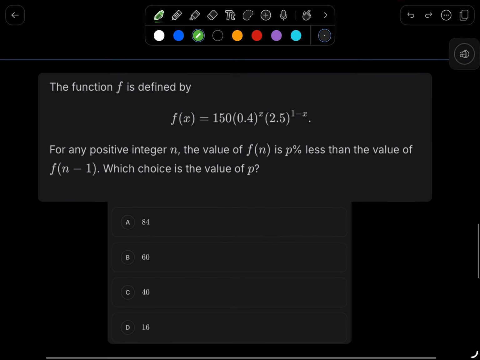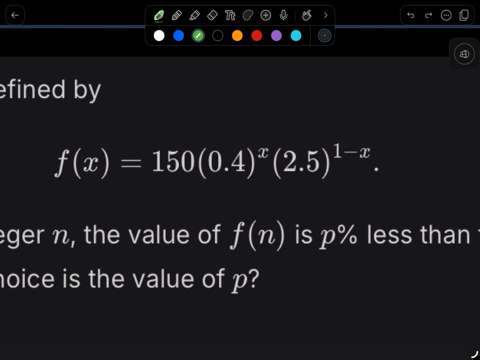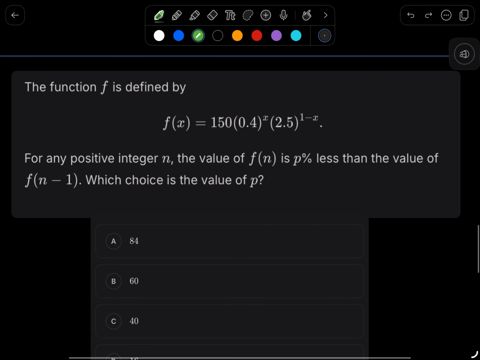So the first thing that catches my eye when I look at this problem is that f of x part, right? So we're literally given the exact function, right? There's no other real variables, so I know that I can rely on this function to find some values. Now, it tells us that the value of f of n is p% less than the value of f of n minus 1.